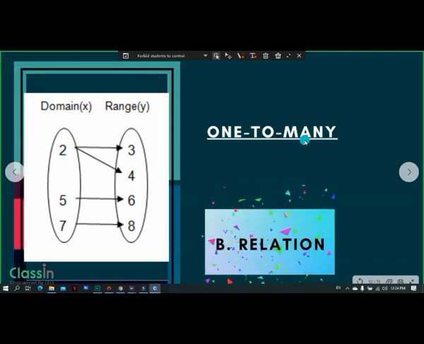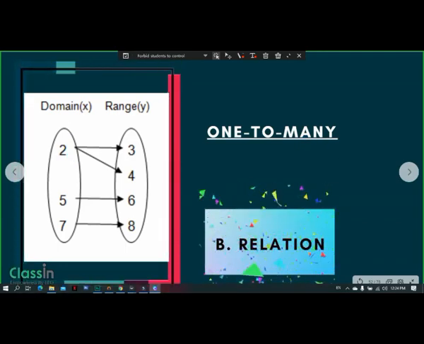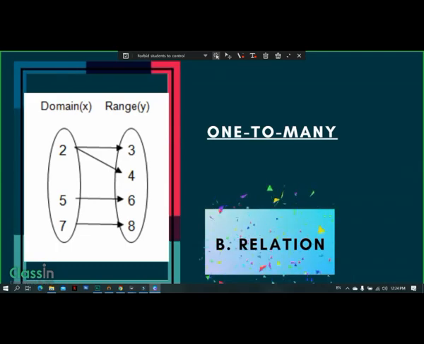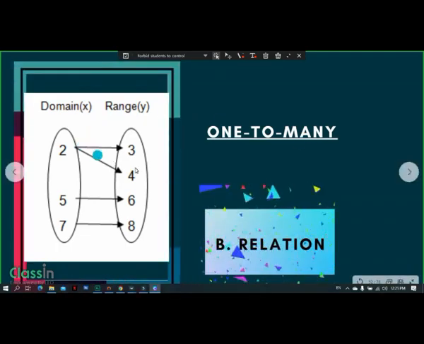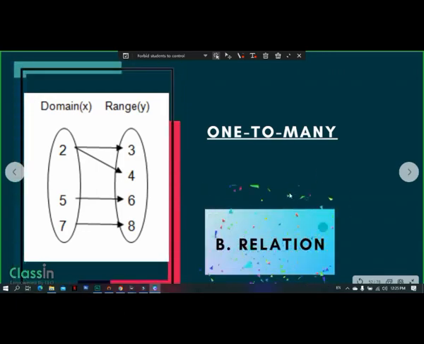Again and again, you just have to see to it that x is unique in order for you to call the relation as function. Pagka naulit po, hindi na siya function, ang tawag na ay relation.